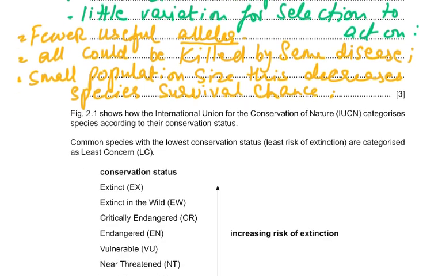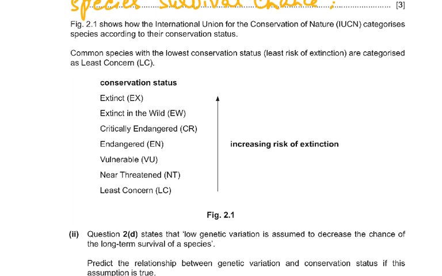Then we go on to figure 2.1, which shows how the International Union for the Conservation of Nature categorized species according to their conservation status. Common species with the lowest conservation status, least risk of extinction, are categorized as least concern, which is LC. Extinct EX, extinct in the wild EW, critically endangered CR, endangered EN, vulnerable VU, near threatened NT, least concern LC. So the increased risk of extinction is these ones. These are the ones which have the highest chance to get extinct very soon.